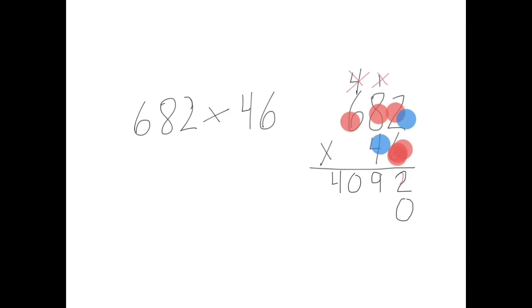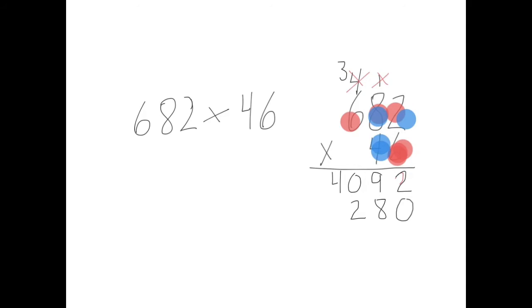4 times 2 is 8. I have nothing to carry. Next is 4 times 8, working my way across the number at the top. 4 times 8 is 32, and I carry my 3. Now you can see why I crossed out the 4, because I want to forget that it's there. It's not being used right now.